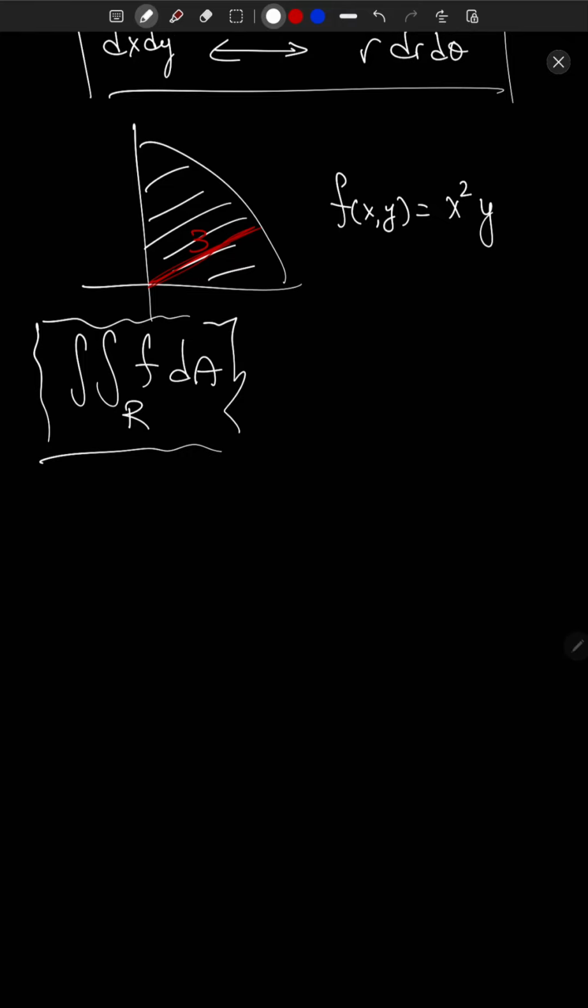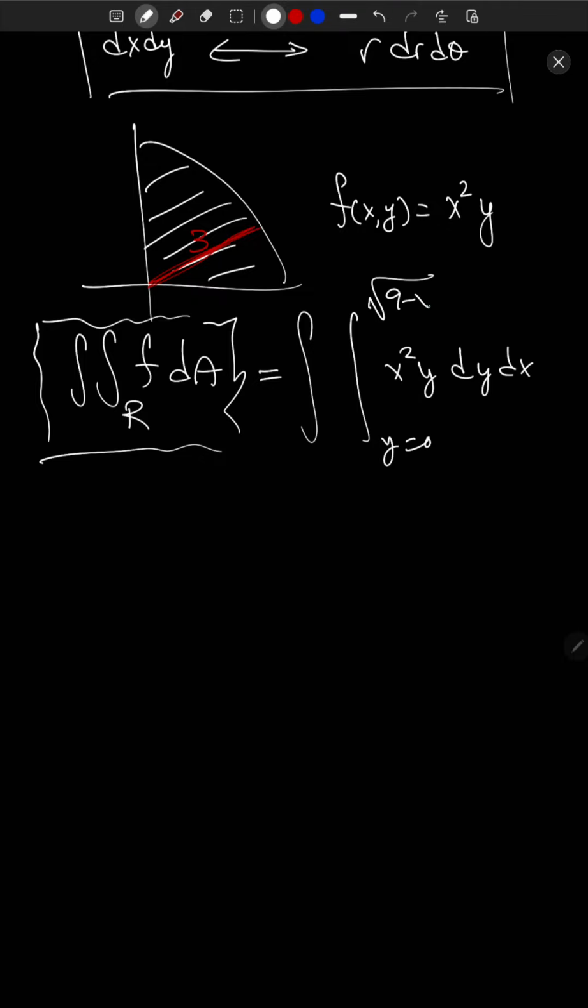Obviously we could do this in terms of rectangular coordinates. This would be x squared y, dy dx, for example. We would be integrating from y equals 0 to y equals square root of 9 minus x squared, and from x equals 0 to x equals 3. Again, that's looking through vertical lines, filling up the entire region.